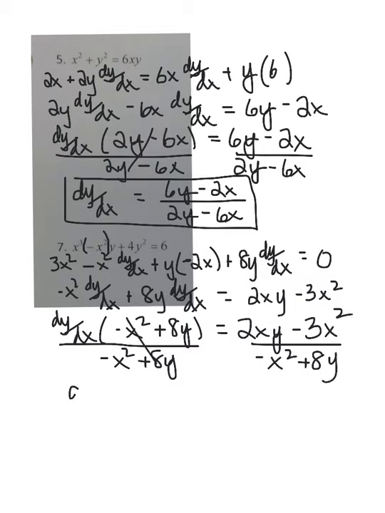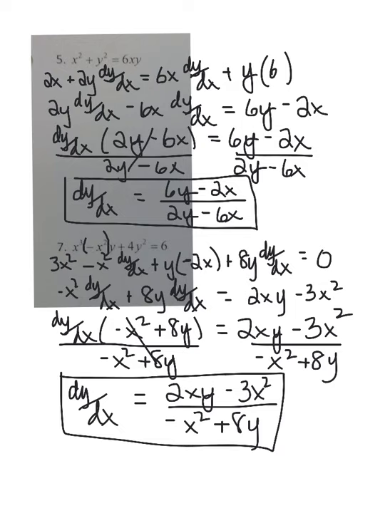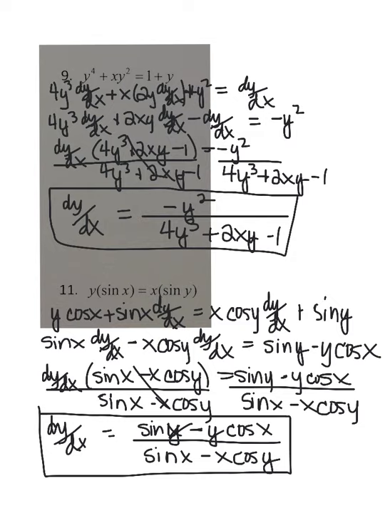All right, so final answer, dy/dx equals 2xy minus 3x squared, and that is all over negative x squared plus 8y. Okay, you may want to pause this video, but I did 9 and 11 for you, so I would probably suggest that you try them first and then check your answers with what I have here.